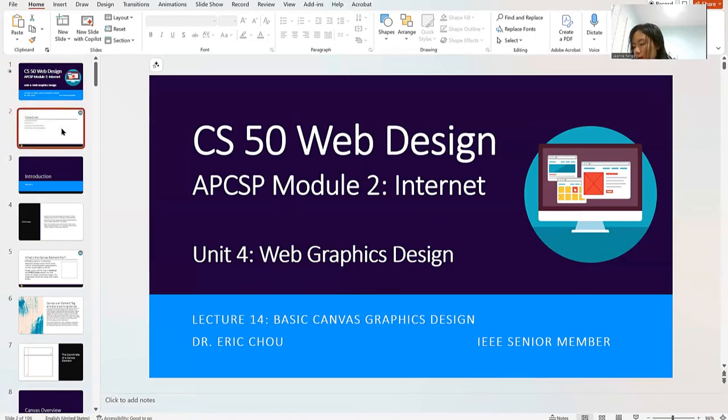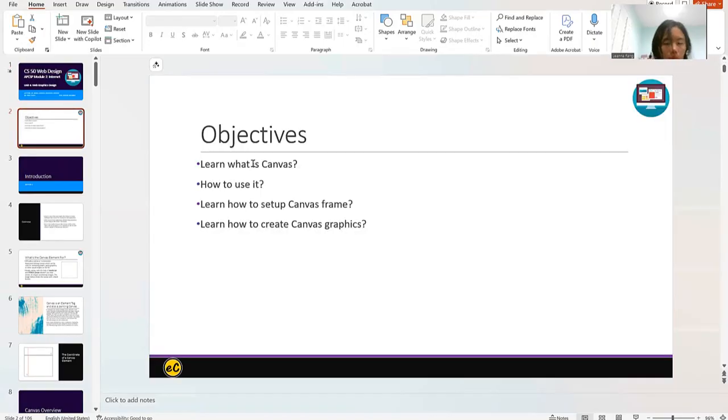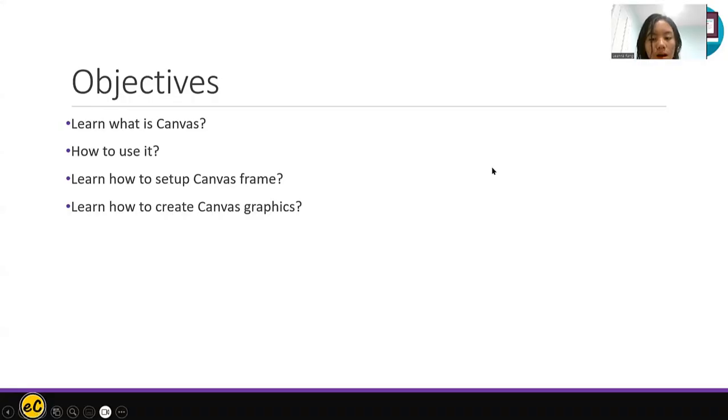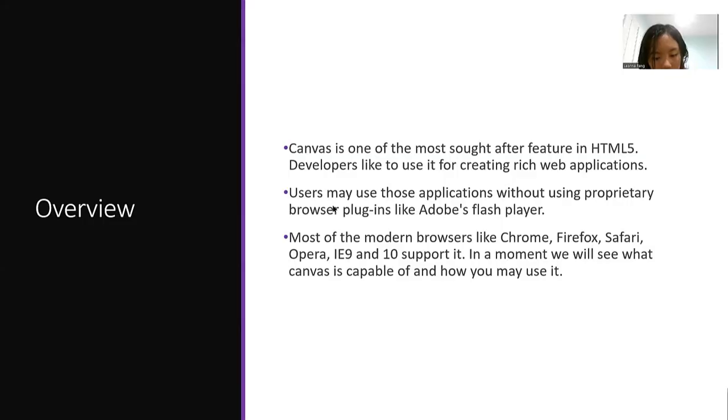So first thing is, you need to know what is Canvas. Canvas is the oil painting on an HTML page. So you have multimedia, you have image, you have video, you also can paint graphics on your HTML page. So now you will need to learn how to use it to create the graphics.